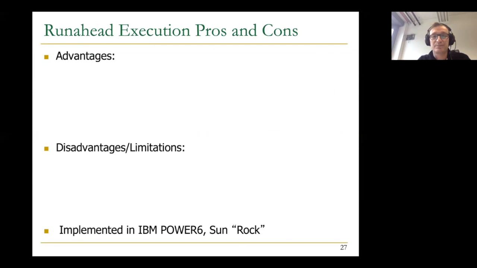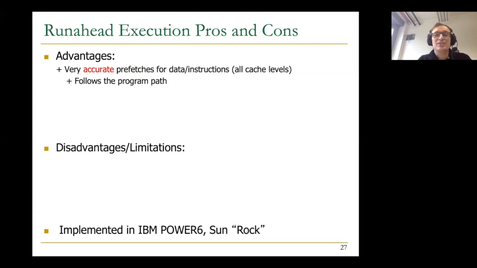And this is an execution-based prefetcher. So let me talk about the advantages and disadvantages, and then I'll go into a little bit more detail in Runahead execution. This actually leads to very accurate prefetches for data and instructions at all cache levels because it follows the program path. Our results in our initial paper show that more than 90%, actually closer to 95% of the prefetches that you generate are accurate, which is a very high accuracy for a prefetcher, as we had seen earlier. If you remember, we had seen accuracies that are close to 0% in some prefetchers.